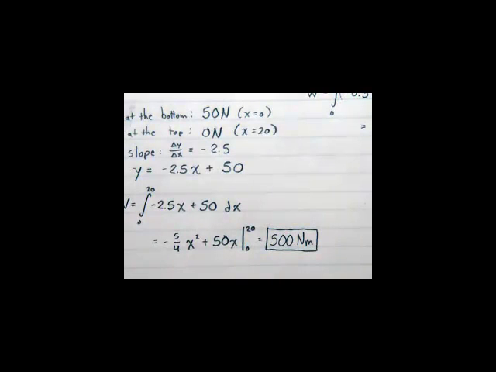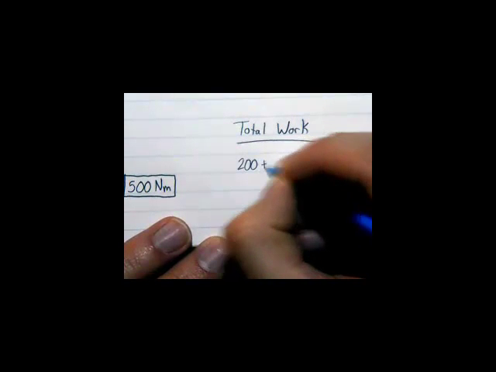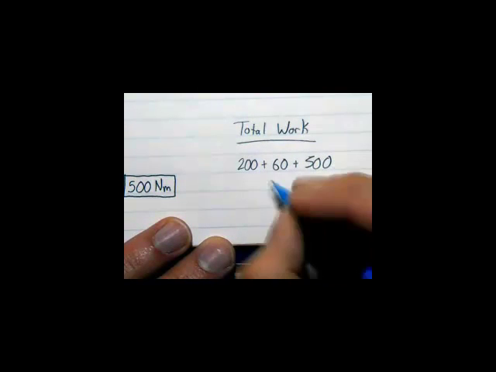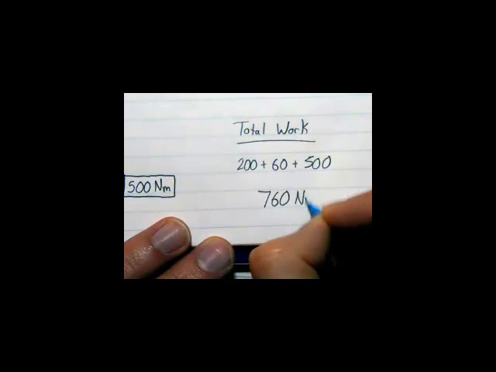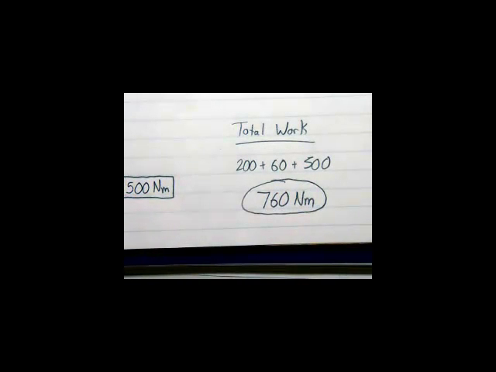All right, so the question was, how much work is needed to lift this leaky bucket. So water, bucket, rope together: 760 Newton meters. All three of those pieces added together. Okay, we just did it piecemeal. Put them all back together. So our total work is 760 Newton meters.